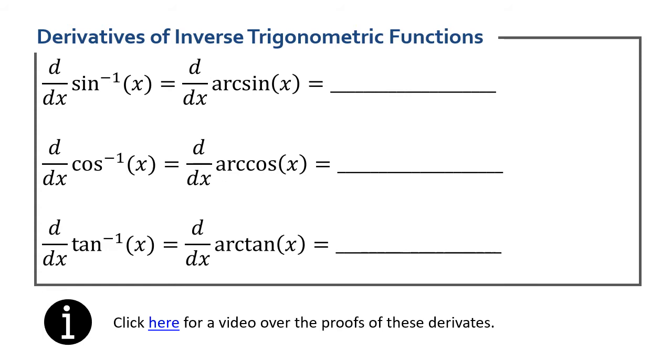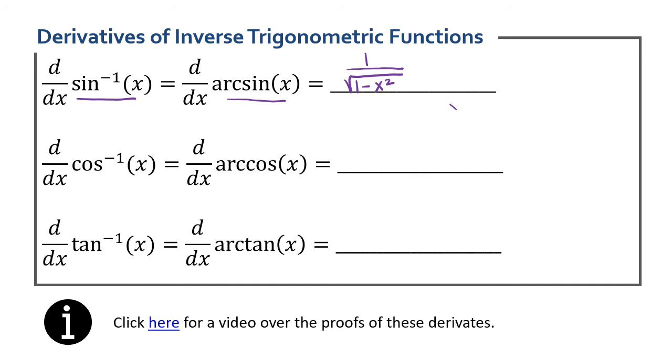So the derivative of the inverse sine function, and sometimes you're going to see that written as the derivative of arc sine, these mean the exact same thing. The derivative of that is 1 over the square root of 1 minus x squared.